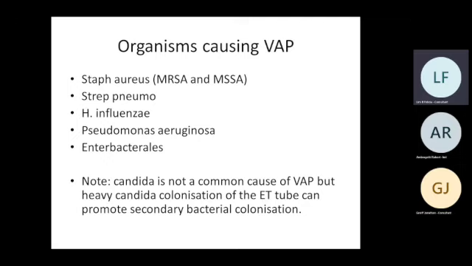Enterobacterales are all your other coliform gram-negatives. So that includes E. coli and Klebsiella, which are your two most common ones, and Proteus, which is a bit less common as a cause of that.